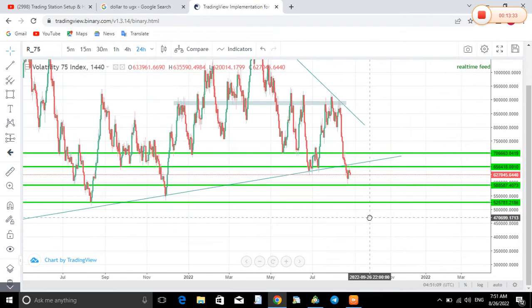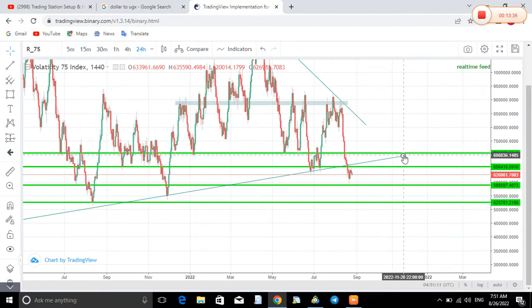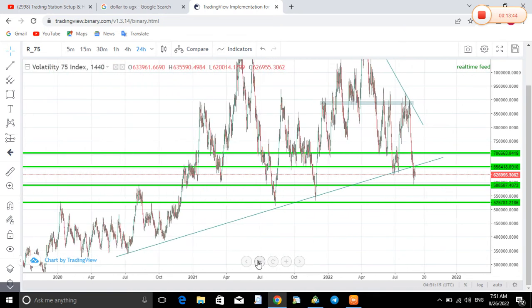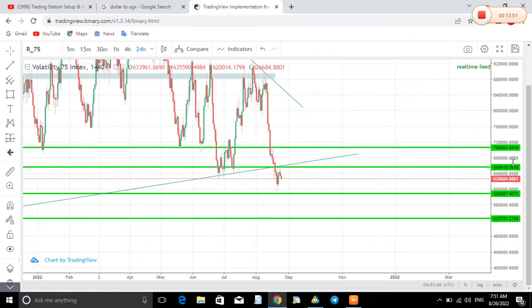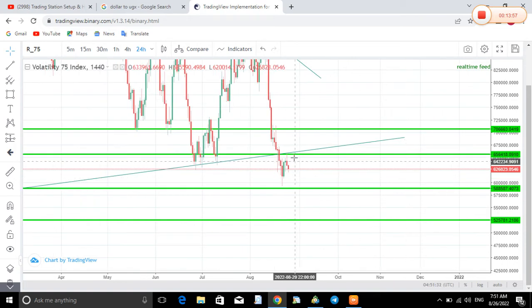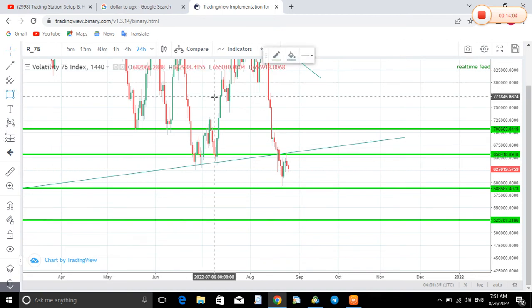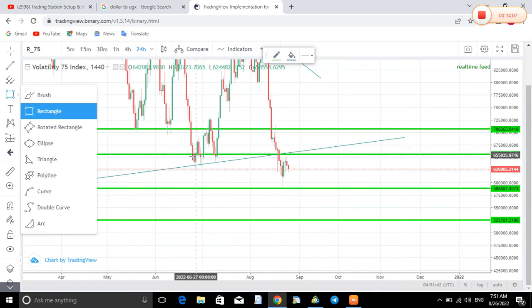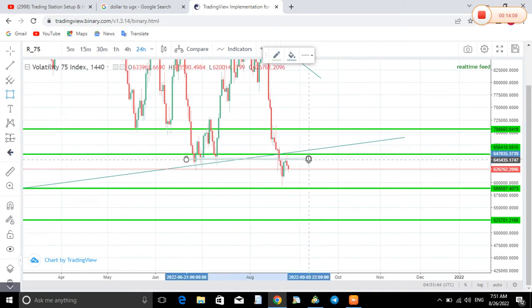So after it being broken, we have experienced a little bit of a retest. Now after having a little bit of a retest, we're expecting 75 to drop all the way from this resistance level. I'll try to zoom out, this resistance level till down here. Let me try to highlight this also. We have this resistance level.